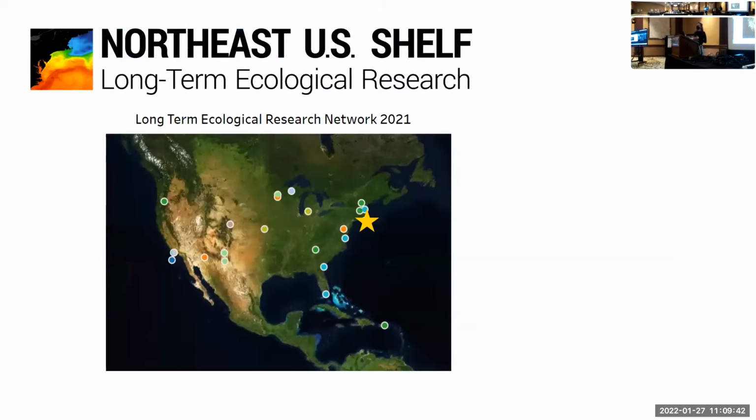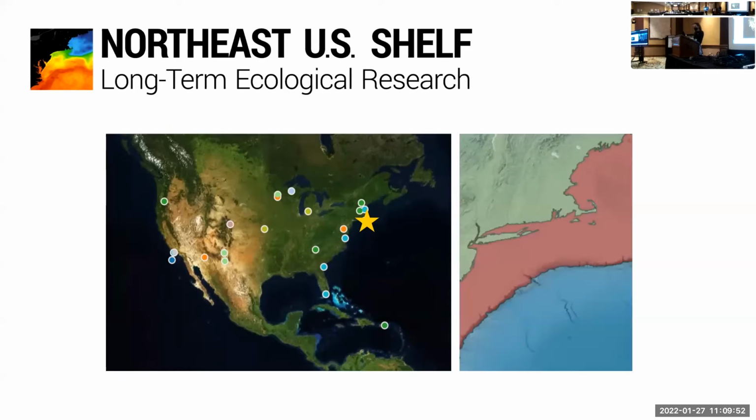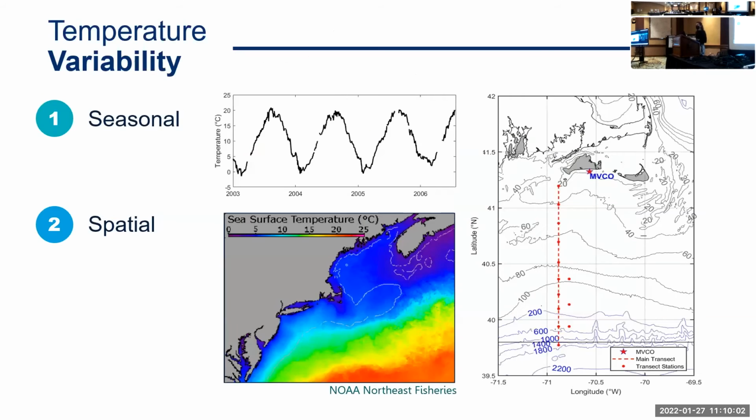So the data that I'm using here is coming from the Northeast US Shelf Long-Term Ecological Research Site, or the NESLTER. That's indicated by the star among the LTER network here. We have our nice broad continental shelf on the East Coast. And in particular, I'll be focusing on this region south of Cape Cod.